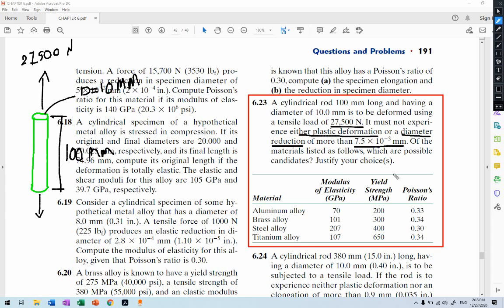So it says that of the materials listed as follows, which are possible candidates, justify your choices. Now we have some materials here. Which of those materials can be used by satisfying the two conditions? Because you have load, you have the area. So there are four materials. We have to choose between those materials. So maybe two of them can be used, one of them, or maybe all of them can be used. But what we have to prove is that they are not experiencing plastic deformation, and the diameter reduction is not more than 7.5 10 to the power minus 3 millimeter.